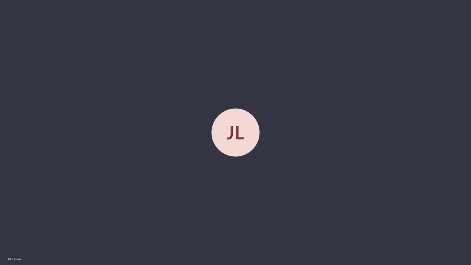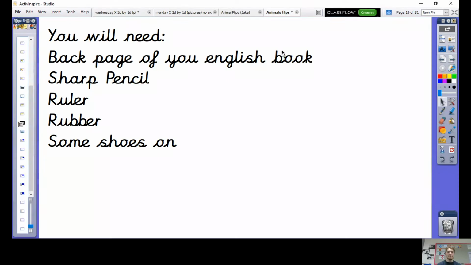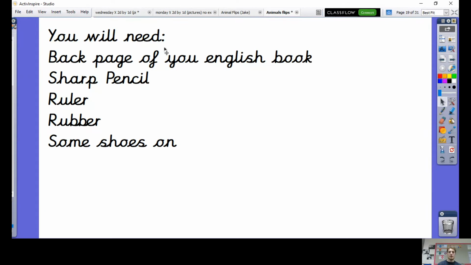Next science lesson. Right, before we begin, let's check if we've got our English book, but turn to the back. We're in the final few pages of our English book. That's where we're going to be doing our science lesson today. We need a sharp pencil, a ruler, a rubber, and I would also like you to have some shoes on because at some point in the lesson we're going to be going outside. So pause the video and do what you need to do now with all of that.